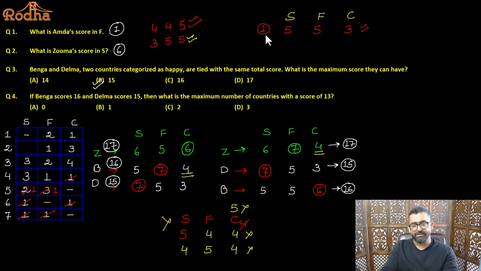Why? Because if I want to make another country which has the same score, I don't have any more 5's. Do I have 5's? 5 is already exhausted completely. Look at this: 5 in S, 5 in S, 2 times of 5 is exhausted. So we don't have any more 5's to use. So how many countries can have a score of 13? 1. If B and D have scores of 16 and 15, then for other countries having a score of 13, only one country is possible.